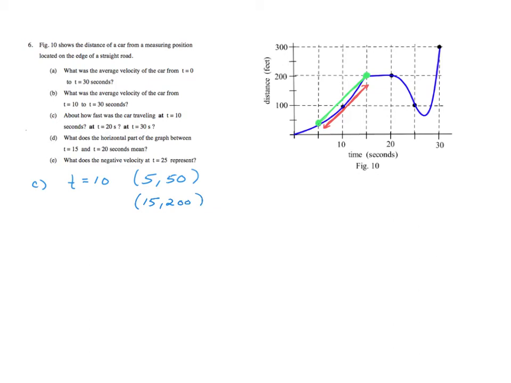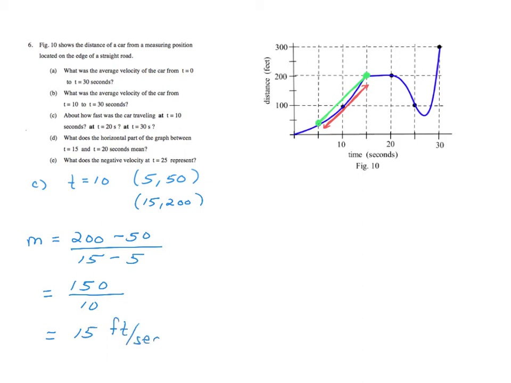The rest is now using our slope formula to get the slope of this line. So it's going to be 200 minus 50 divided by 15 minus 5. If I subtract those, I get 150 over 10. If I divide those two numbers, I get 15. And like before, I know the units are going to be feet in the numerator, seconds in the denominator. The reason that slope gives you a velocity is because we have units of feet per second. So the slope of this tangent line was equal to the slope of this line. So at exactly 10 seconds, it looks like the car is traveling this fast.